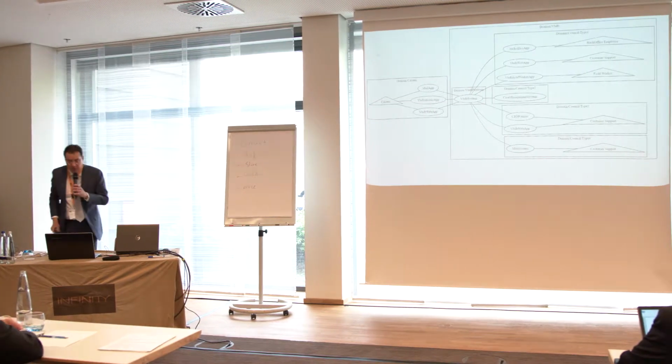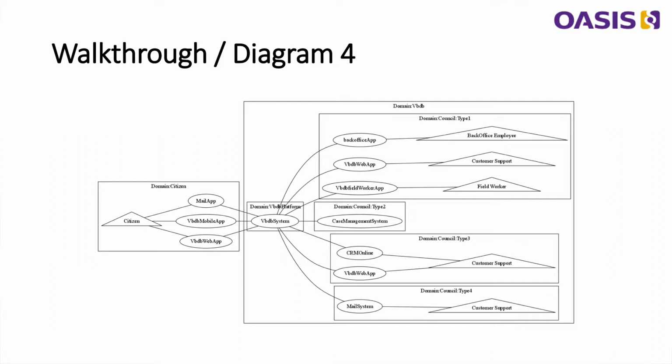Then we zoom in another level, and we also see the participants in the councils. When we look at type 4, that's when the system sends an email to the council and says, well, person X made a report, this is all the information, and you can handle it, and the council types it into their own back office systems to take care of it. Another one is that they have a CRM system, and the customer support people, when someone calls the city and says, I want to have this fixed, will type it in, it comes into the system, and the rest is managed via a CRM online application.